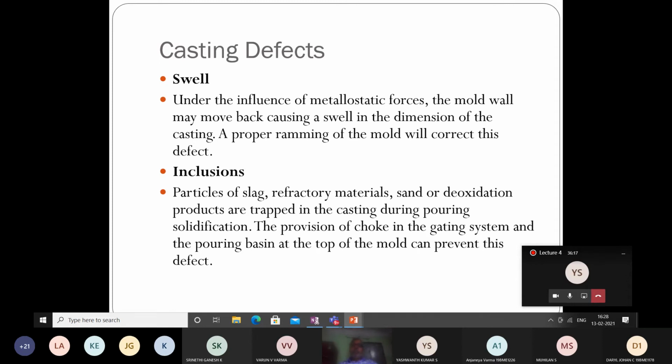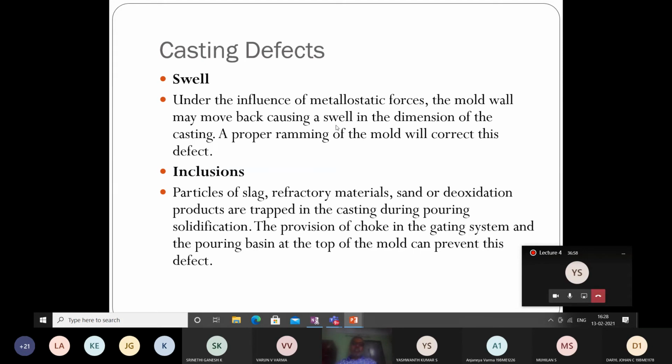If the ramming is not proper, the mold wall will shift away, and then the casting will swell. That is a defect, the swell defect. To avoid that, we have to ram them properly. Then the mold wall will not move back. When the ramming is done very loosely, when you withdraw the pattern, the mold wall will move back. So the size of the cavity will be increased, and a swell type of defect will take place. To avoid that, the ramming should be proper.